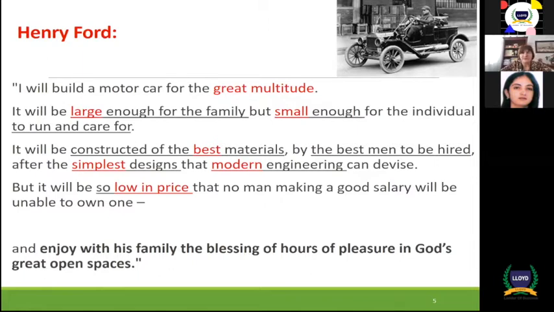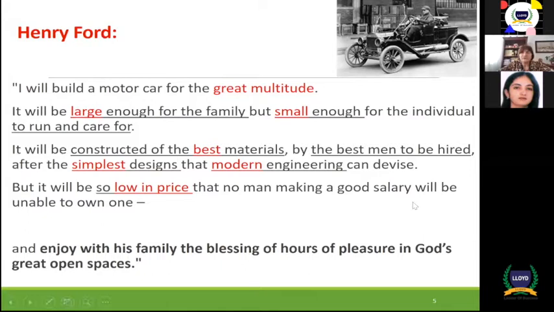Let me show you this short citation from Henry Ford, when we want to define quality. He said... I don't see the whole screen. That's my problem. Okay, here I am.